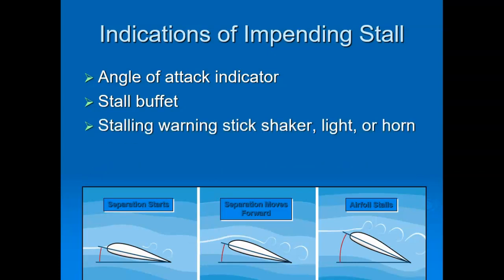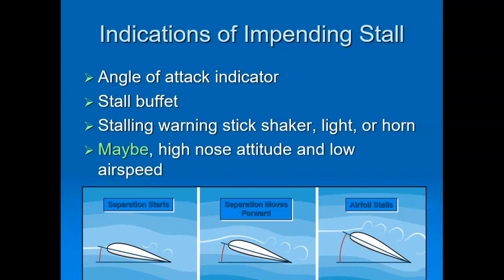Some aircraft are equipped with what's called a stick shaker, and the stick shaker is designed to alert the pilot that it's close to an impending stall. Other aircraft are equipped with warning lights or warning horns to tell the pilot that it's close to a stall. And just being in a high nose attitude at a low airspeed will tell the pilot that the aircraft is close to that critical angle of attack and may be close to stall.